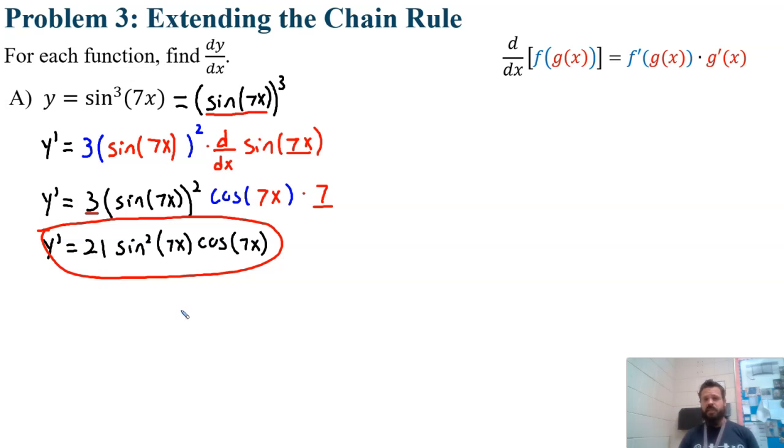Alright, part B is the same idea. Why don't you pause the video, give part B a shot here, and then like usual hit play to check your answer.